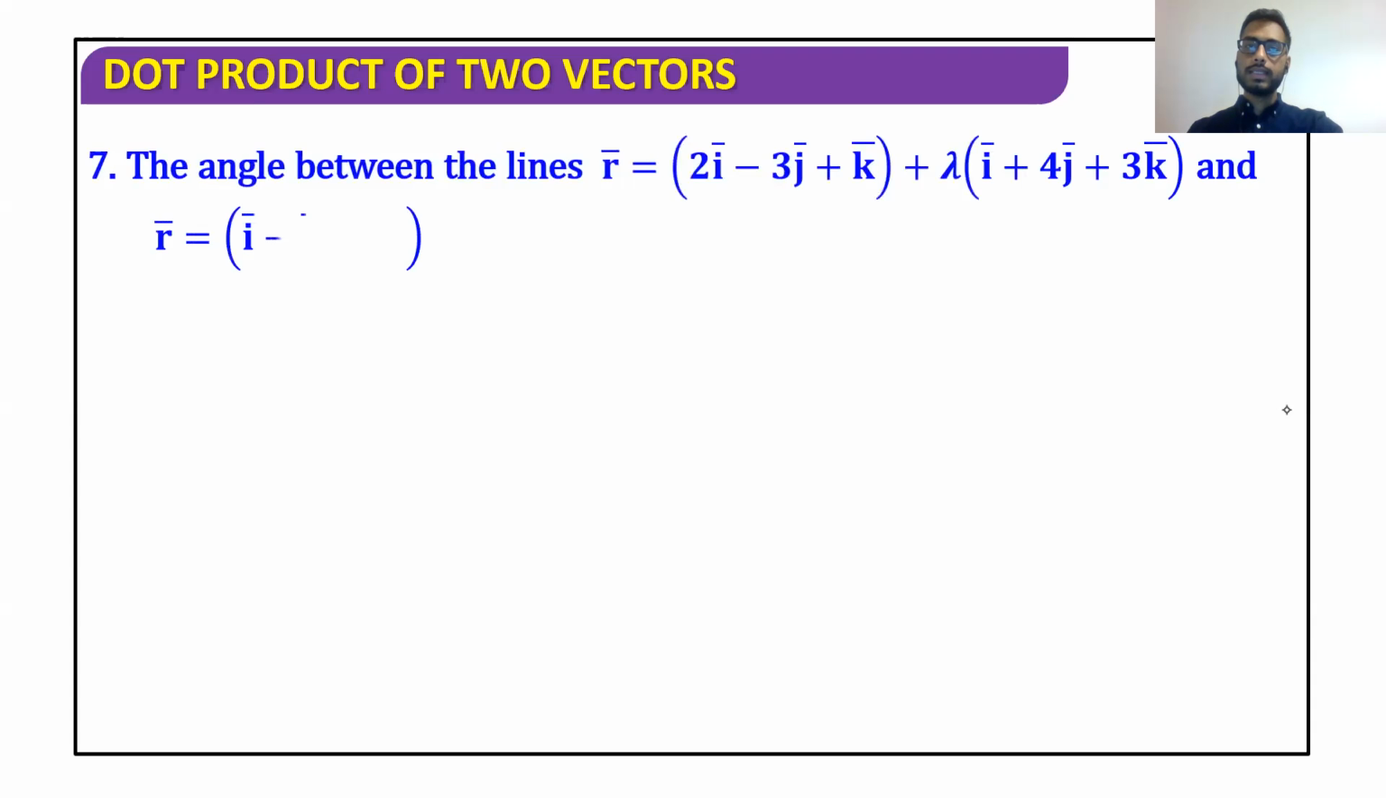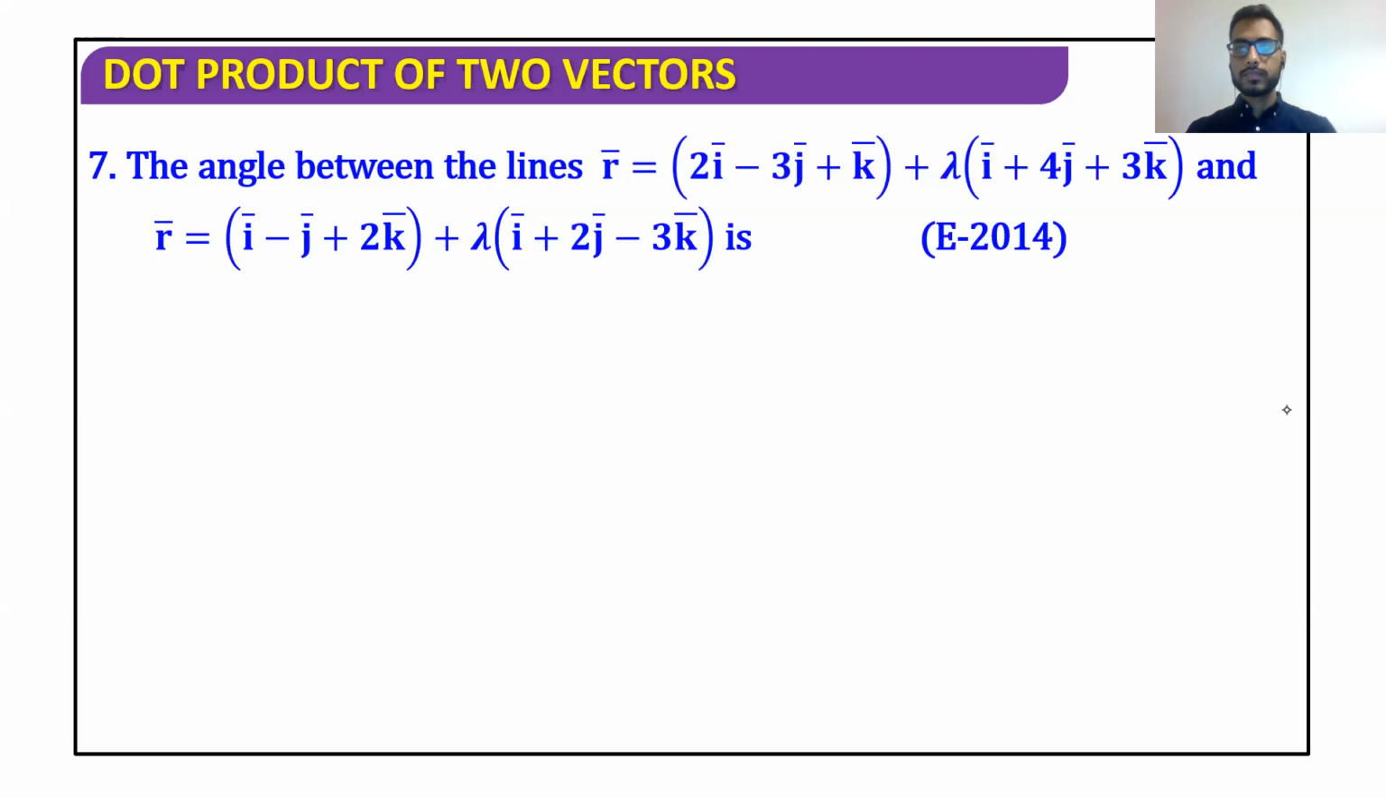The angle between this line and this line is equal to question mark. Whenever the question is to find the angle between two vectors, remember that you are going to use your dot product, because the formula for dot product is a bar dot b bar is equal to magnitude of a into magnitude of b into cos of theta, where theta is the angle formed between those two vectors. Therefore, the question over here states find the angle between the two lines.